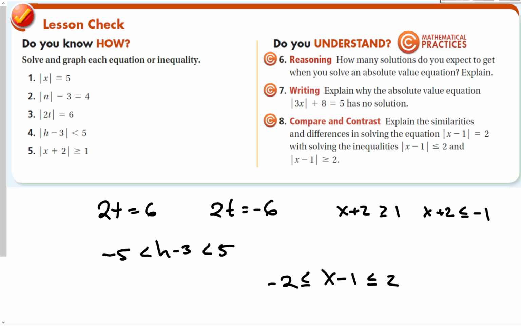Okay. And that is 3-7 absolute value equations and inequalities.